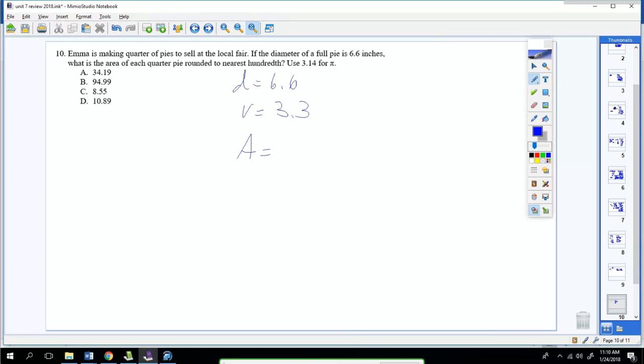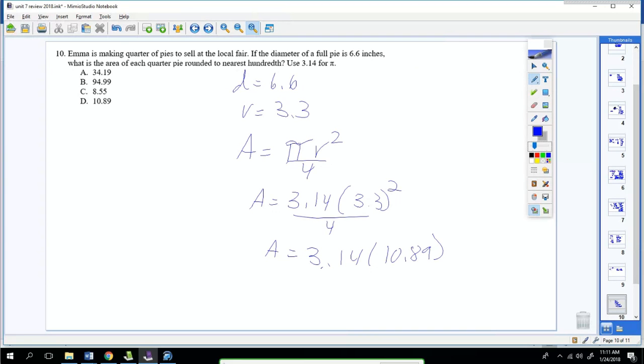So the area formula I'm going to use for a quarter circle is going to be A is equal to pi r squared divided by 4. So pi is 3.14. My radius is 3.3 squared. So 3.3 squared is 10.89. And then you're going to do 10.89 times 3.14, and you get 34.1946. And then you're going to divide that by 4. And when you divide that by 4, you get 8.54865, which can eventually round up to 8.55.